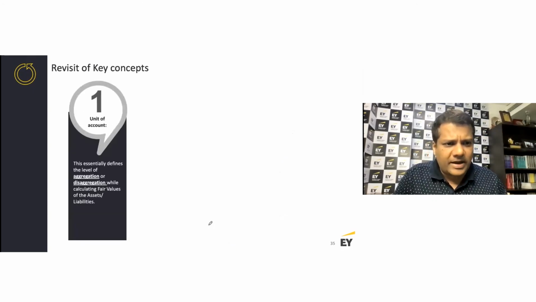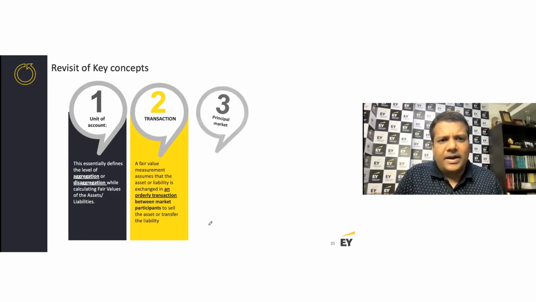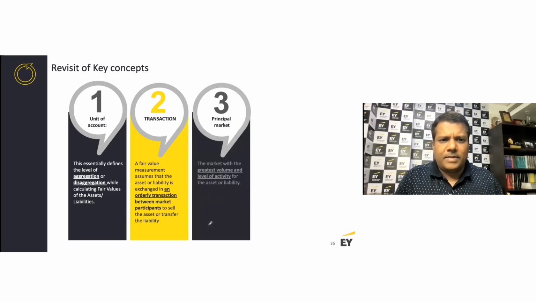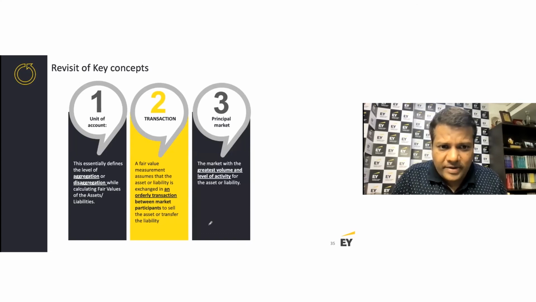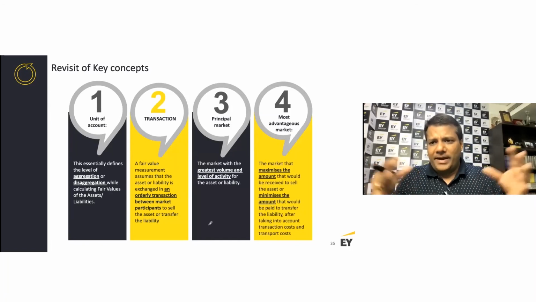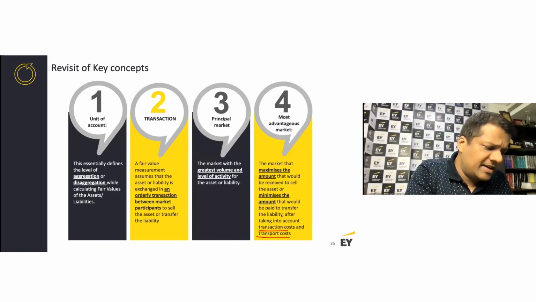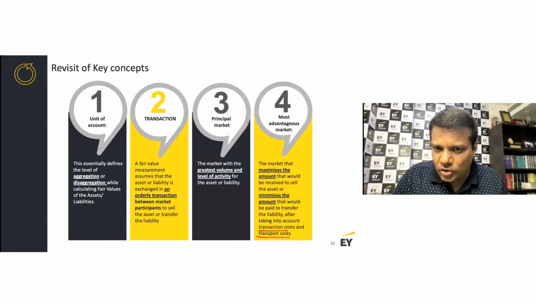We talked about the unit of account, which essentially defines the level of aggregation or disaggregation while calculating fair value. We looked at the transaction, which assumes that the asset or liability is exchanged in an orderly transaction between market participants, right? And then we looked at the principal market with the greatest volume and amount of activity, right? And the most advantageous market is nothing but where you maximize your value after considering both the transaction and the transportation cost, right? After taking into account the transaction cost and the transportation cost. Okay.